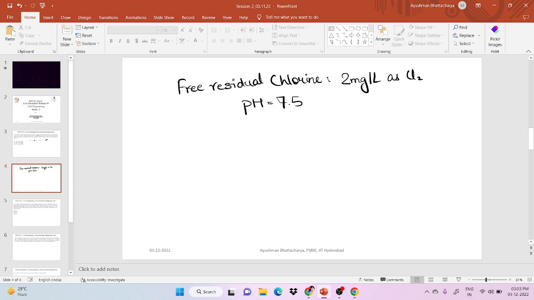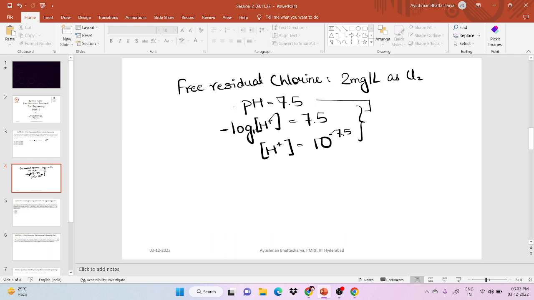Since the pH is 7.5, using this given data we can write minus log base 10 of H plus equals 7.5. From here we can calculate the hydrogen ion concentration: H plus is equal to 10 raised to the power minus 7.5. So using the pH value, we calculate the H plus ion concentration.